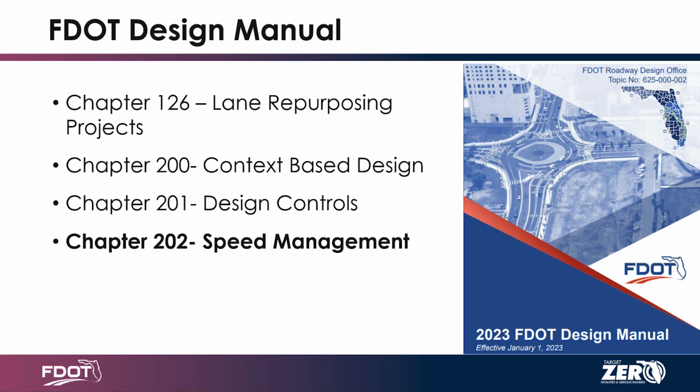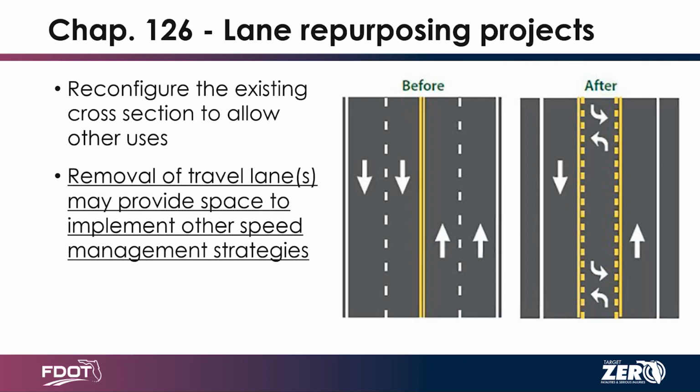Context-based design, design controls, and speed management is chapter 202. Lane repurposing projects are a very strong tool for speed management, because it's kind of like doing a rebuild. Like if you go to PD&E and you're doing a major widening, you're completely changing the character of the roadway. Lane repurposing is the same way. And one of the benefits of lane repurposing is that the additional space that you achieve by removing a lane and reallocating to something else can be used for other speed management strategies.